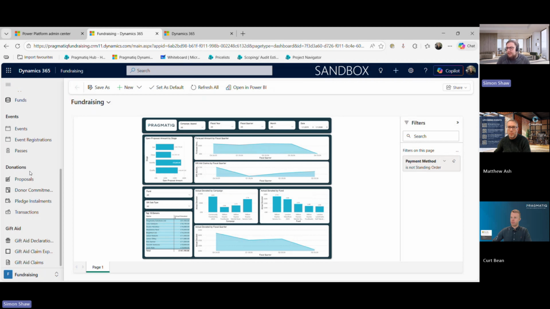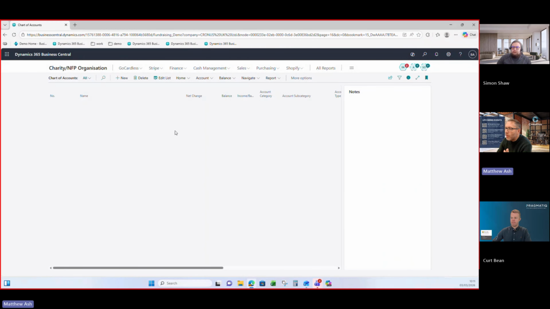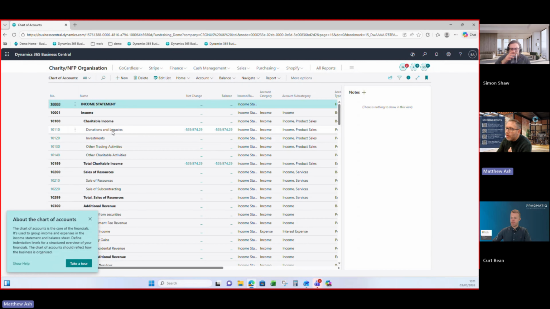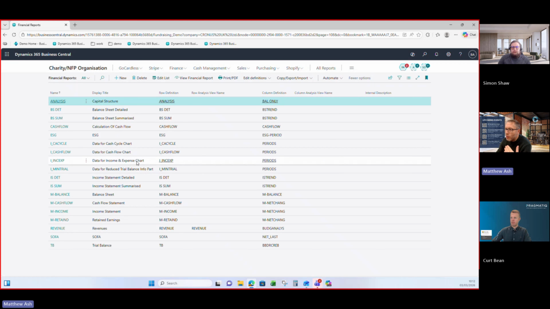Matthew, bringing Business Central into the conversation, what does this look like from a finance perspective? Sure, thanks, Simon. If we look at my screen, we're able to see that we can set up our chart of accounts for a charitable organisation with donations and legacies and investments. We started the journey there, but how are we going to end our journey? We're going to end it with financial reports. And yes, we want to be able to see our cash flow and everything else.